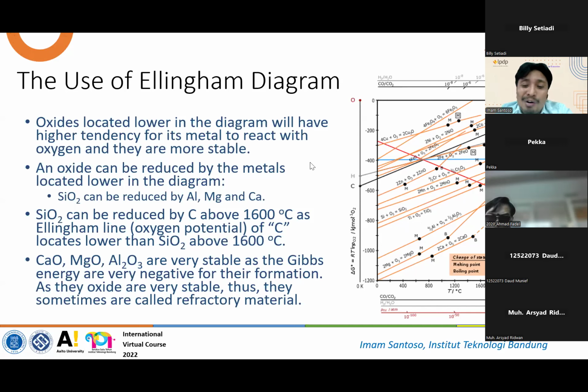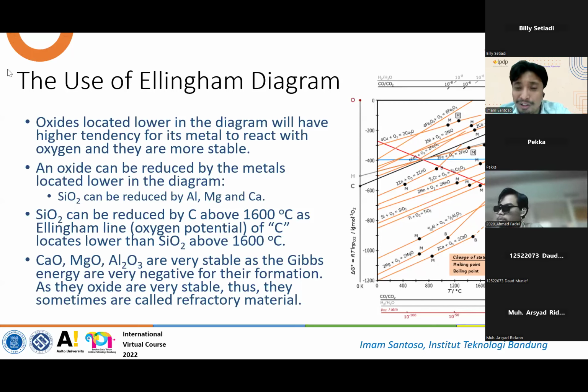Daud, now I want to produce calcium from calcium oxide. Can I use carbon as reductor? Yes, I think but at high temperature. But now I want the process to be at low temperature. Yes, you can change the slope of the Ellingham diagram.